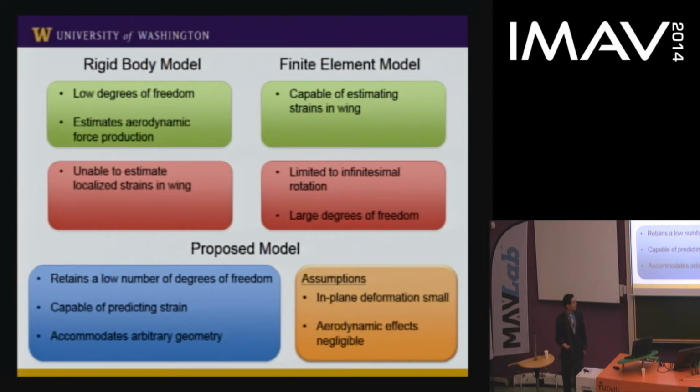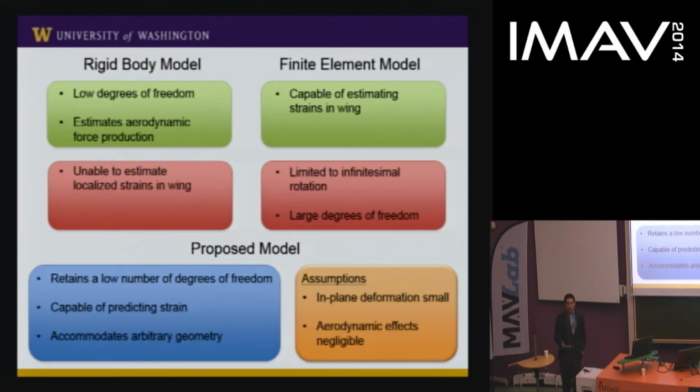Third, we'd like it to be able to accommodate arbitrary geometry. And what I mean by that is I'd like this to be able to be applied to not just the forewing of a hawk moth, but rather anything that flaps its wings. So before talking about how the model is developed, I'll mention the assumptions that are made.